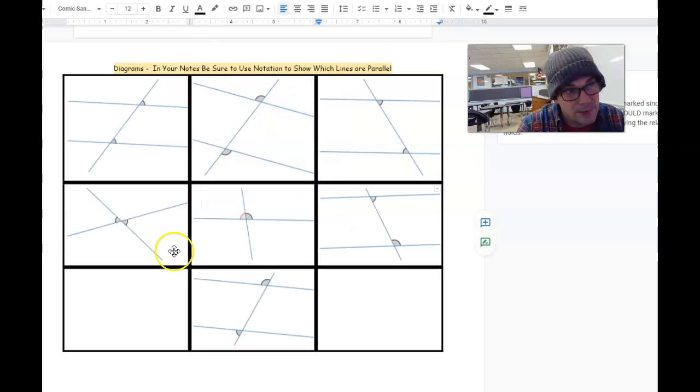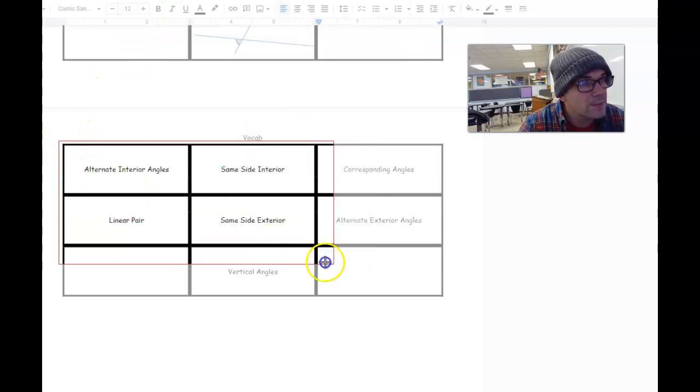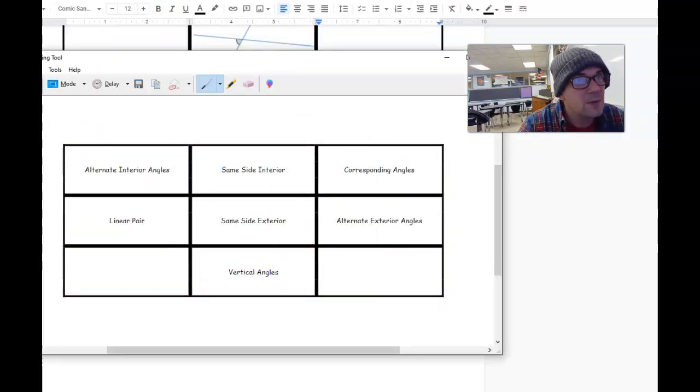Alright, so I'm trying to figure out an appropriate academic vocabulary word for the relationship that those angles are displaying, right? So this is my little word bank. But the words are from, you know, other experiences in life, hopefully.